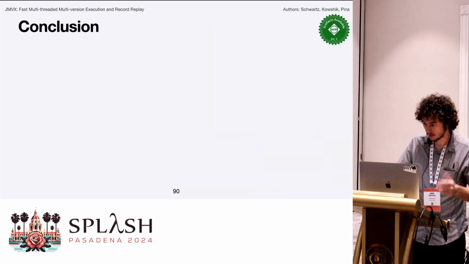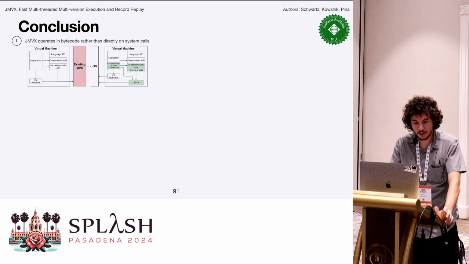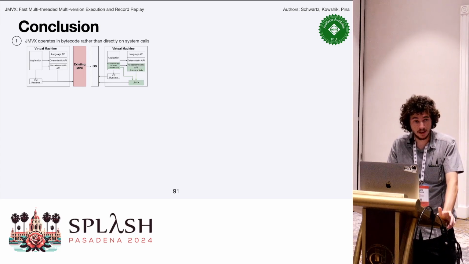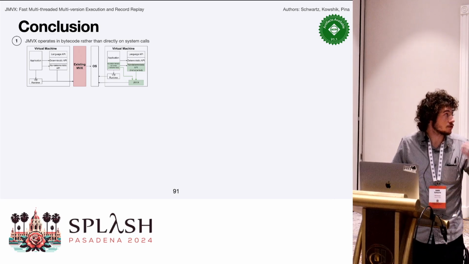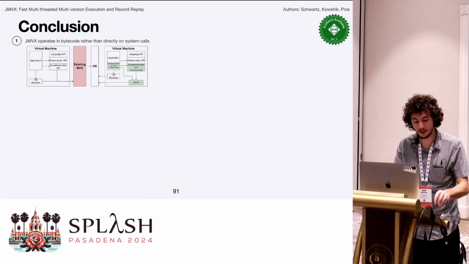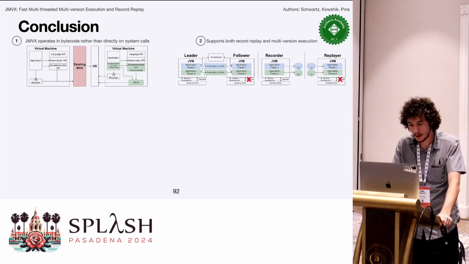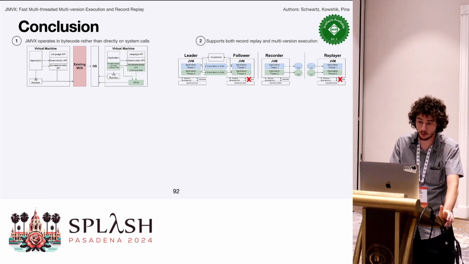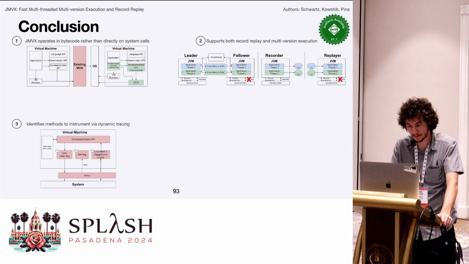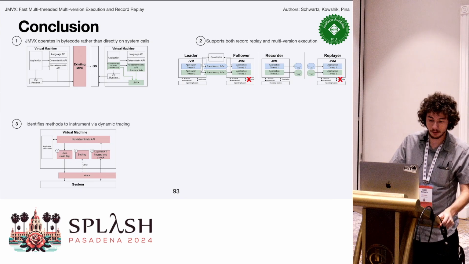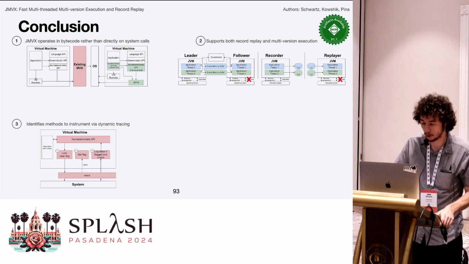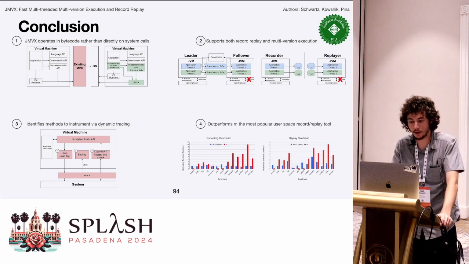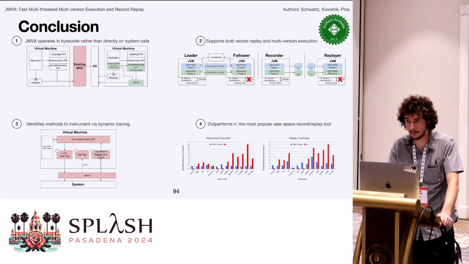So to conclude, Jmvx operates in the bytecode rather than directly on system calls, which allows us to tolerate benign divergences in the VM's runtime and focus particularly on the calls that are important to a Java developer. We're capable of supporting both record replay and multi-version execution. We use dynamic tracing in order to identify the methods we need to instrument to support a program. And we outperform RR, the most popular user space record and replay tool.